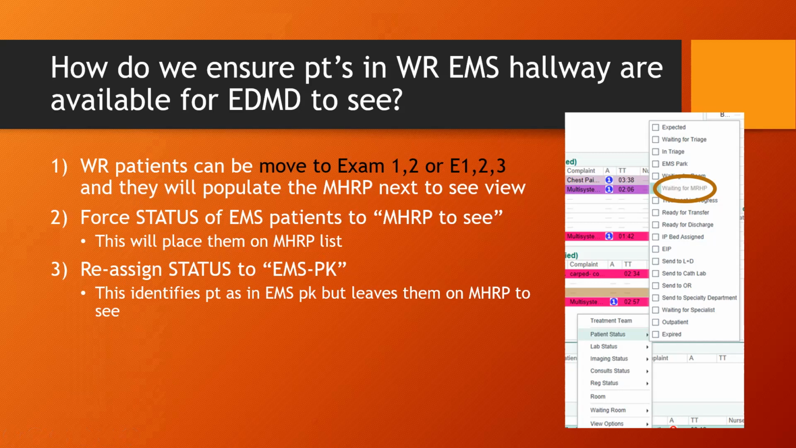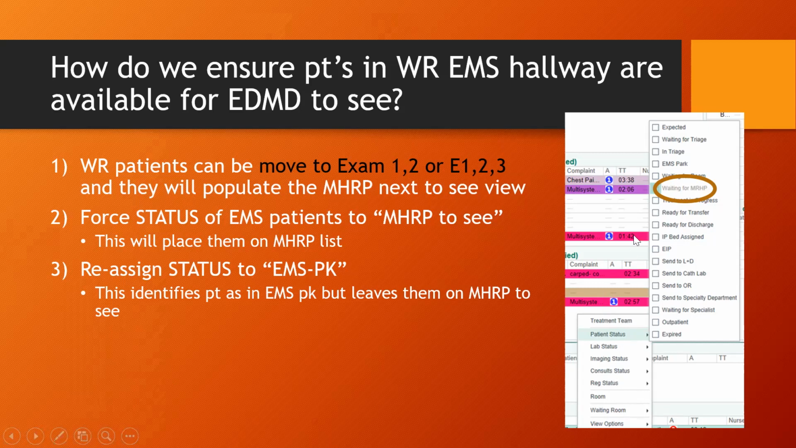So we need to do something called force their status to see MRHP. So as an EMS triage nurse, when you send a patient to the EMS hallway, before you're done and complete, I want you to move them to the EMS waiting room, because remember, we right-clicked on that patient and there's a waiting room button. You're going to put them in the EMS waiting room. Then you're going to right-click on them again and go to patient status, and click waiting for MRHP. This is going to allocate them to the MRHP screen, and this is going to close.